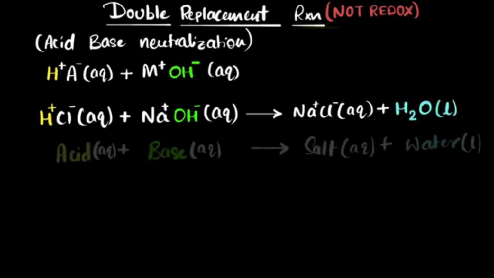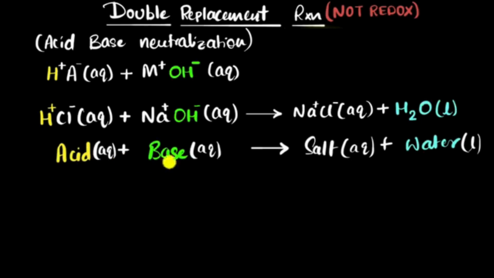So look what we get in general. When you combine acid with a base, they neutralize each other to give us a salt and water. So this is a special kind of double replacement reaction because there are no precipitates over here, but the reaction happens because we get a covalently bonded liquid water.